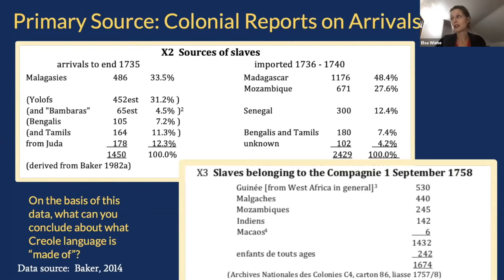So the second part of the top table also shows that there might have been people coming from Mozambique around the year 1740. So this is immense diversity.